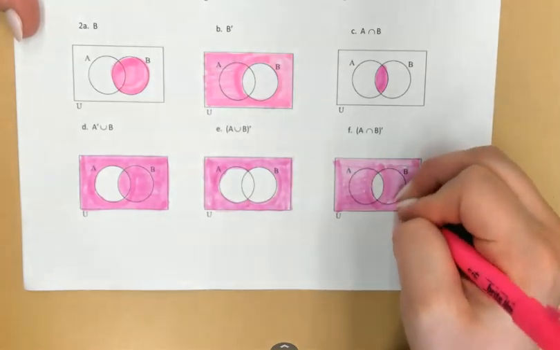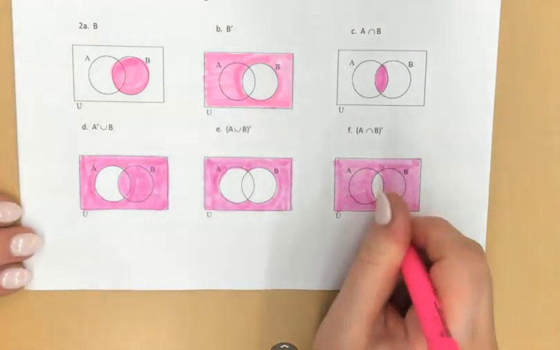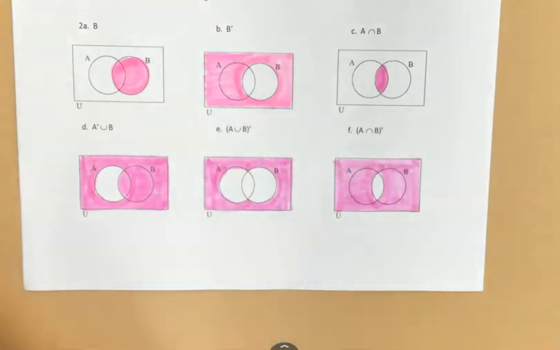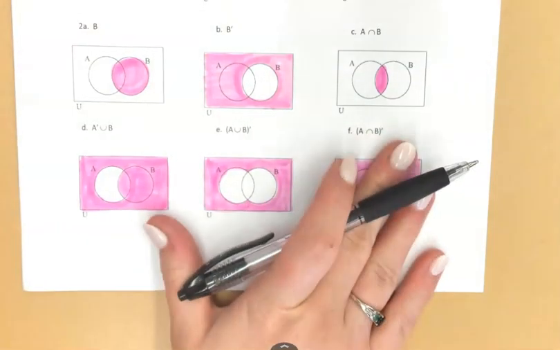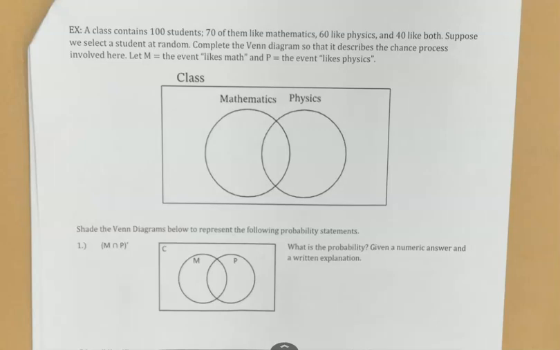All right, there we have it. So, as much fun as this is, it's not art class. These actually do have meaning, and we need to do some math with it. So let's look at a scenario. I've got a class that contains 100 students. 70 of them like math, 60 of them like physics, 40 of them like both.